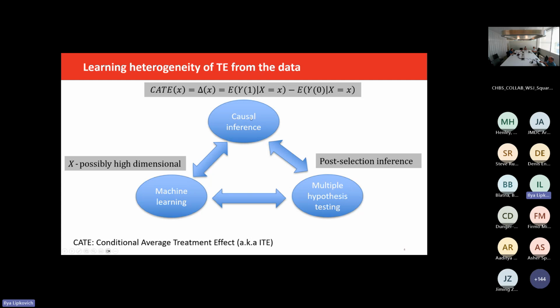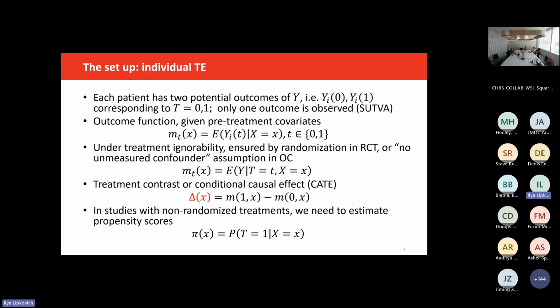Now, X is possibly high dimensional. So of course there is machine learning and there is post-selection inference, because there are so many different components. You need to select variables and models. And there is obviously multiple hypothesis testing involved if you have multiple subgroups. So this intersection of these three components is very challenging.